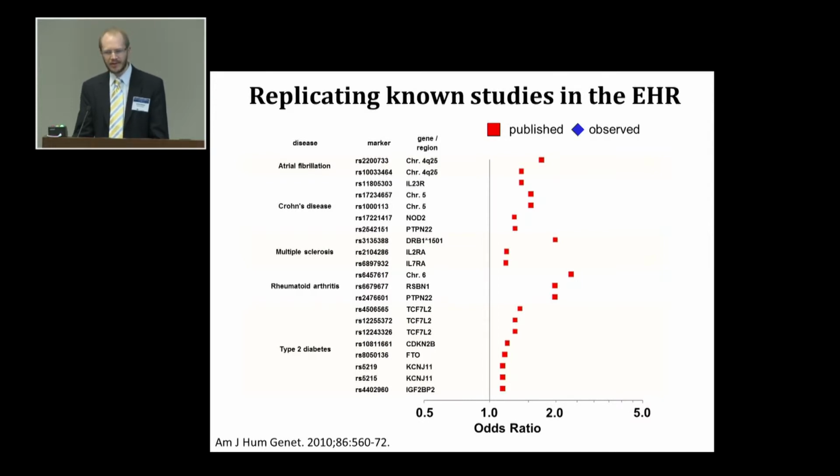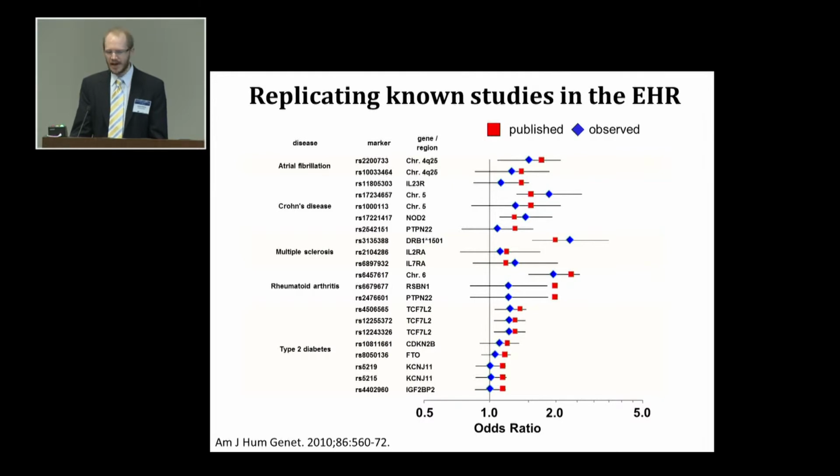In this case, we have 5 diseases and 21 single nucleotide polymorphisms that we tested for these 5 diseases. The red boxes represent the published odds ratios at the time. The blue diamonds represent what we found in our study using about 10,000 patients. We are underpowered for most of these analyses, but we replicate 8 to 9 of the associations. And importantly, really all the associations are on the correct side of the odds ratio line.